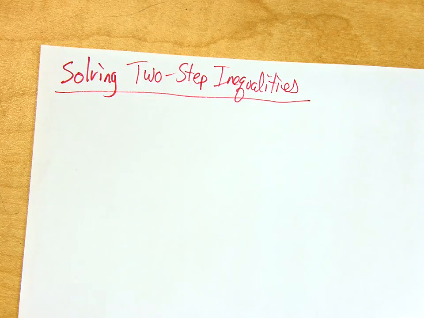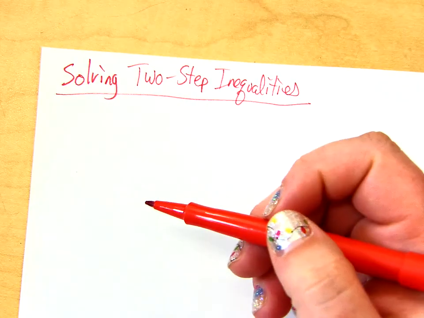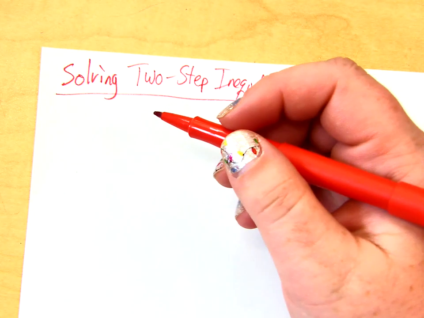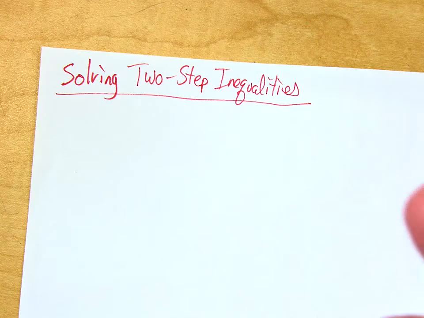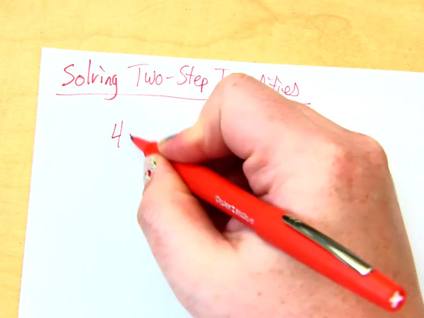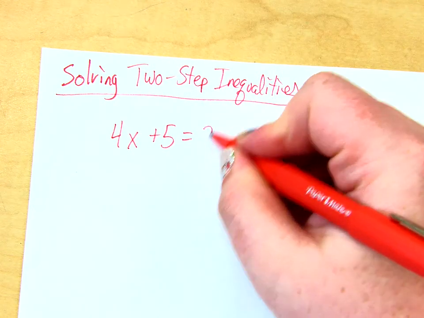Today we are solving two-step inequalities. I said a few minutes ago you probably already know what to do, because it's the same thing you would do if it were an equation. It just has the inequality symbol on it. So, for example, solve this for me: 4x plus 5 equals 25.